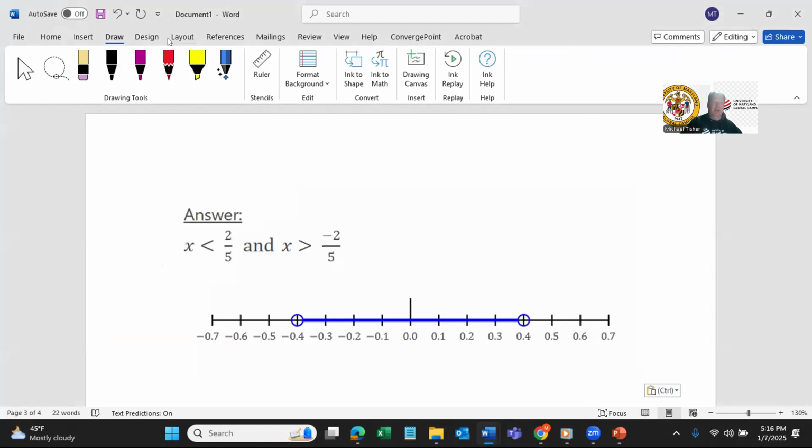So once again, from this number line, we get the interval notation: parenthesis, negative 0.4, comma, 0.4, parenthesis. And that's how to solve an absolute value inequality that's less than a positive number.